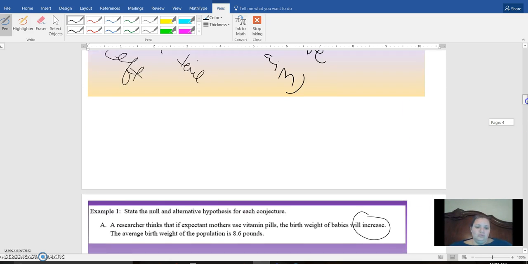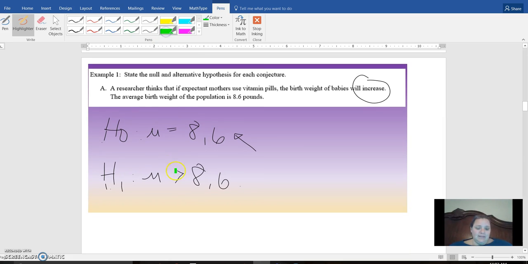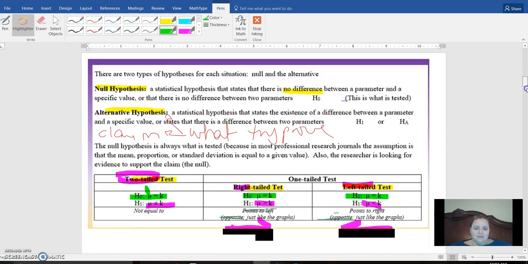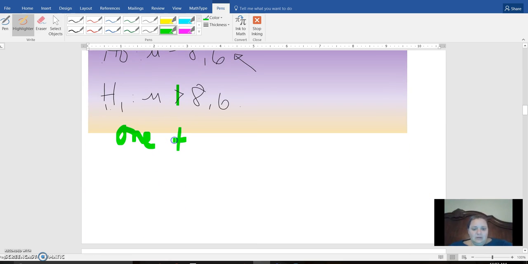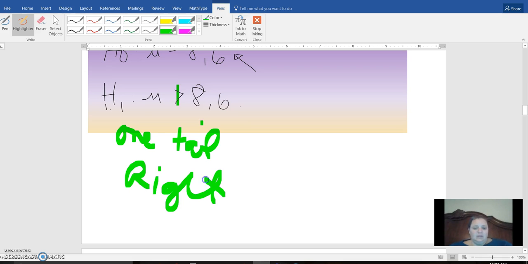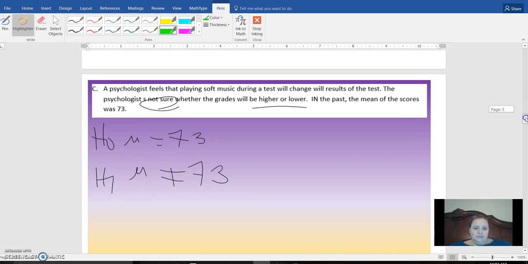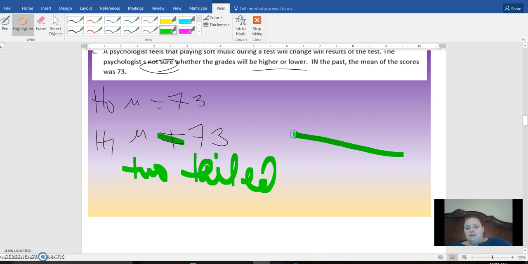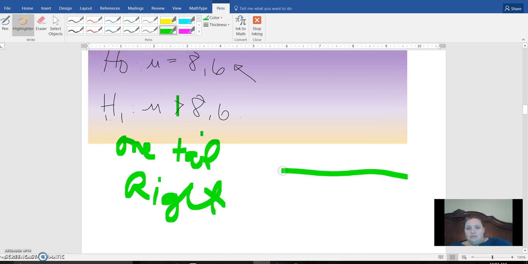All right, this guy is one-tailed, and it points to the right. This guy is two-tailed. And remember, two-tailed is like this, and so you've got stuff over here and stuff over here. One tail to the right.